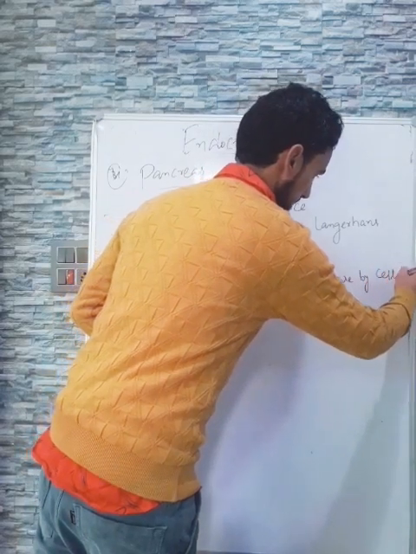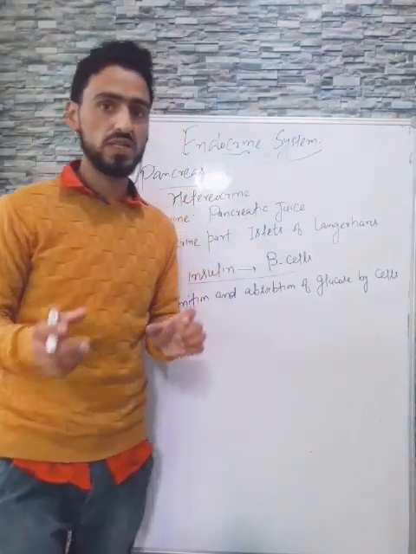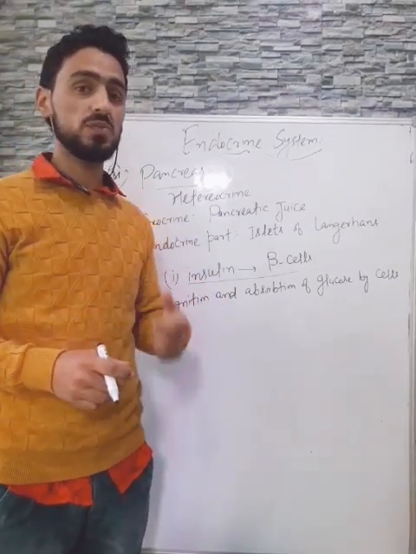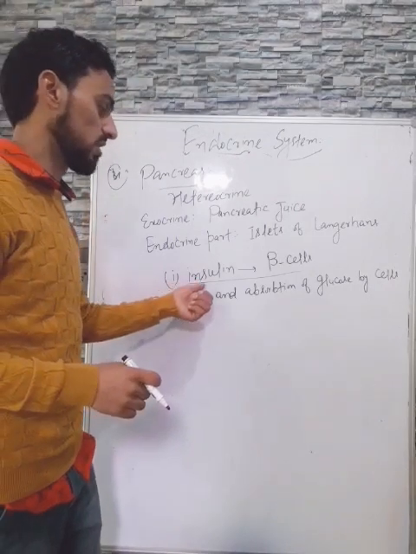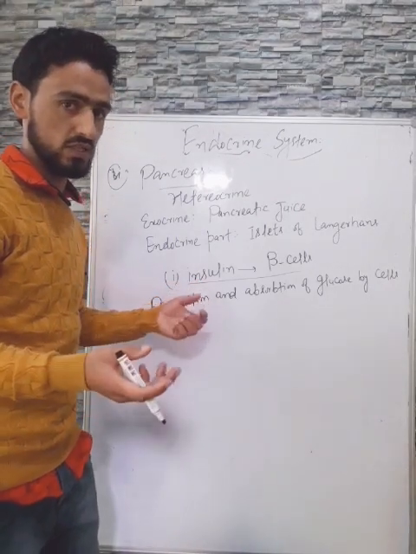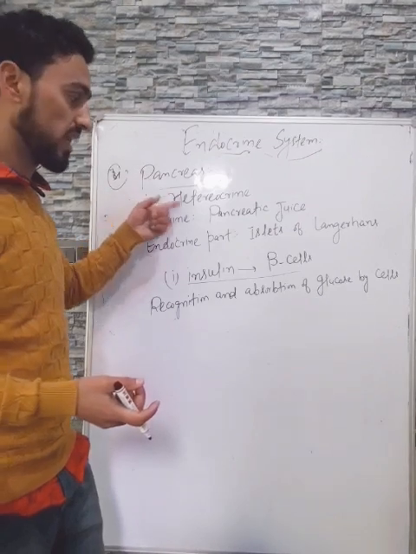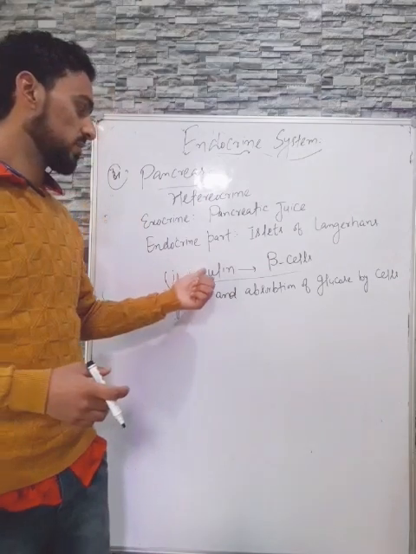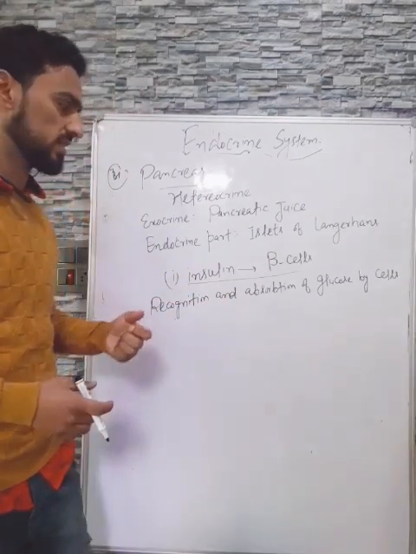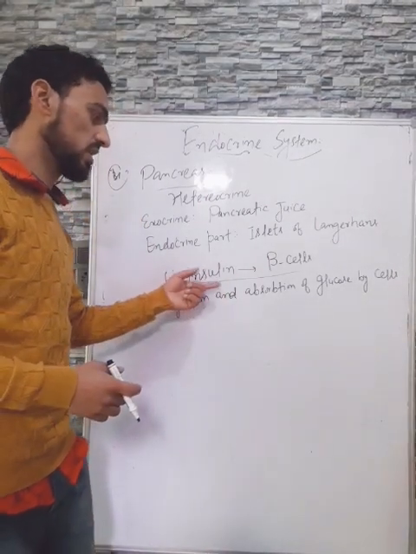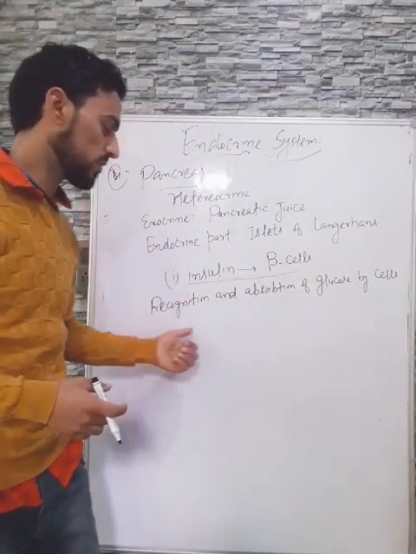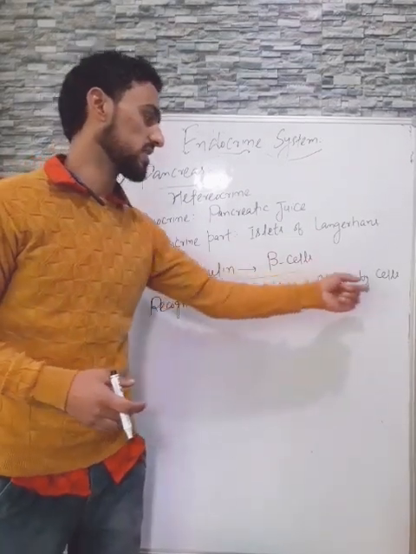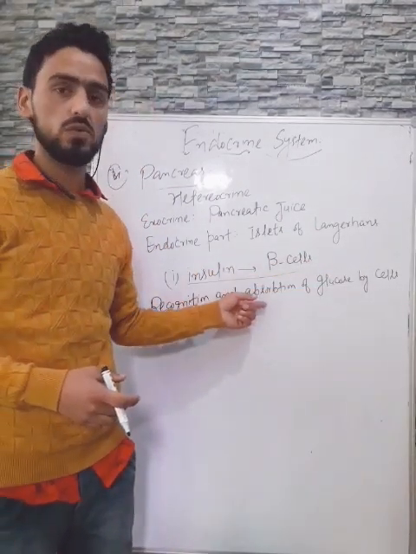The cells cannot recognize glucose, and the cells cannot absorb glucose, until the hormone reaches them, that is known as insulin. That insulin is secreted by the pancreas, and the pancreas secretes the insulin into the blood, and this blood reaches each and every cell, and by the help of this very insulin, the cells are able to firstly recognize the glucose, and then absorb the glucose.